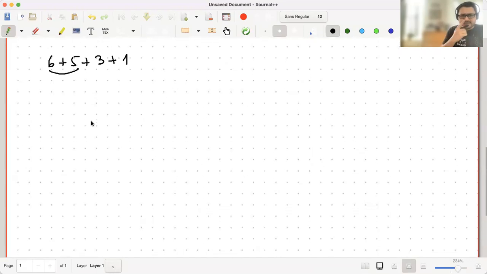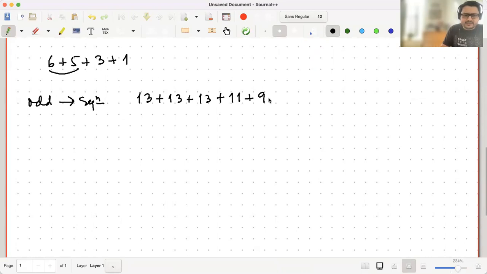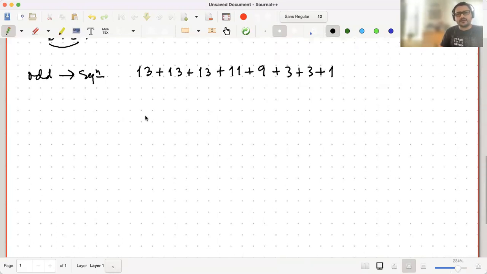So there is a nice bijective proof by Sylvester, I think Sylvester himself or Franklin, and this goes as follows. I'm going to show it for the odd to sequence case. Okay, so let's take a big example. Let's say 13 plus 13 plus 13 plus 11 plus 9 plus 3 plus 3 plus 1. So this is my partition into odd parts.